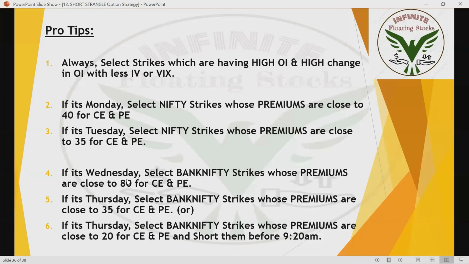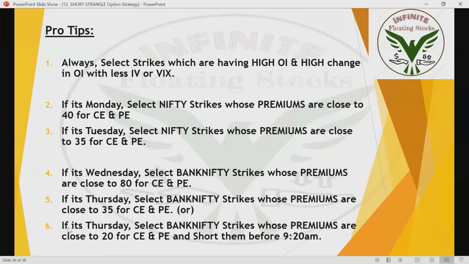And if it is Wednesday, select Bank Nifty and choose the strikes whose premiums are close to 80 for both CE and PE. And if it is Thursday, you need to choose the strikes whose premiums are close to 35 for both CE and PE. And don't forget that entry should be around 10 a.m. and exit should be around 1 p.m. Do not forget to put a stop loss.